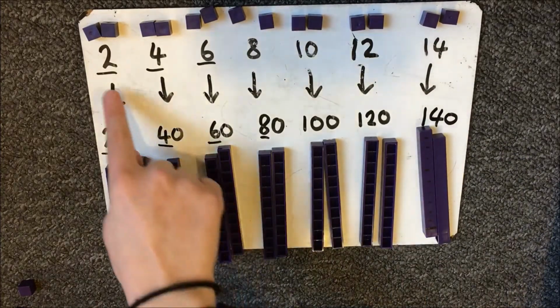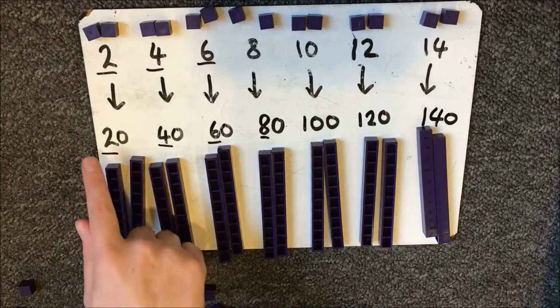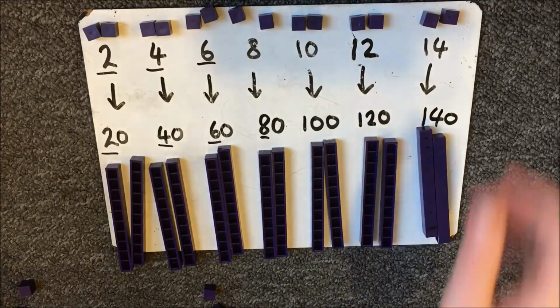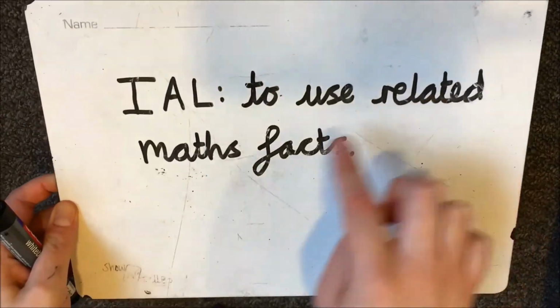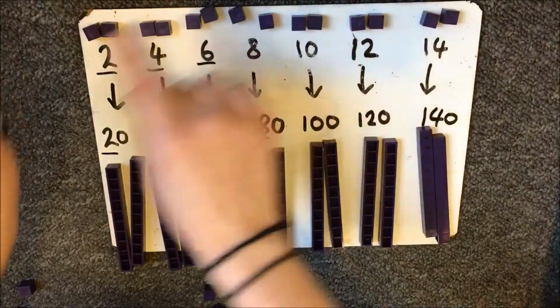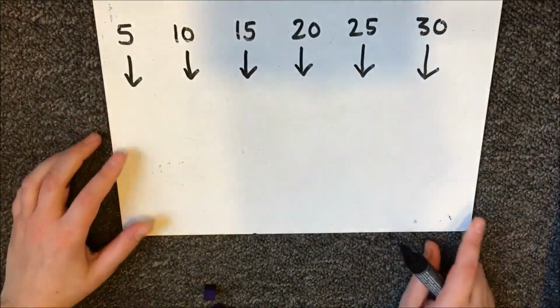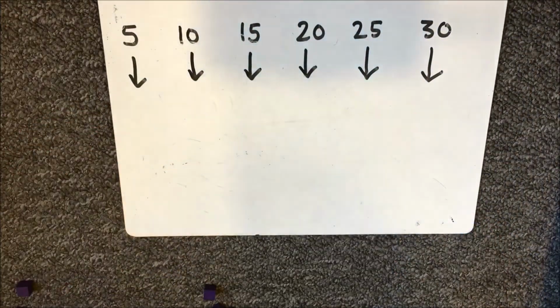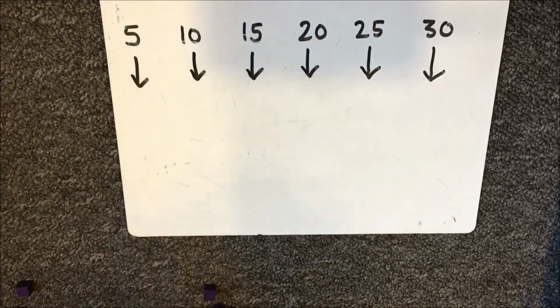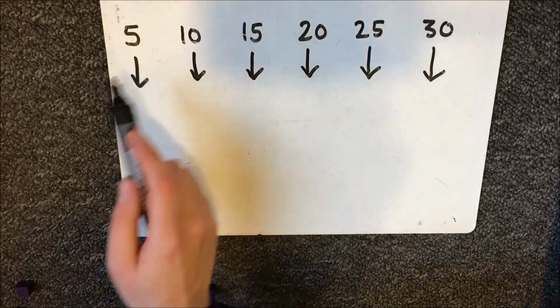Do you see how you can use the 2 times table to help us with our 20 times table? We're using related maths facts. We're using 2s to help us with 20s. Let's see if we can do a similar thing with counting in 50s. So for counting in 50s, I can use this pattern. Can you spot what pattern it is? Let's count it together first.